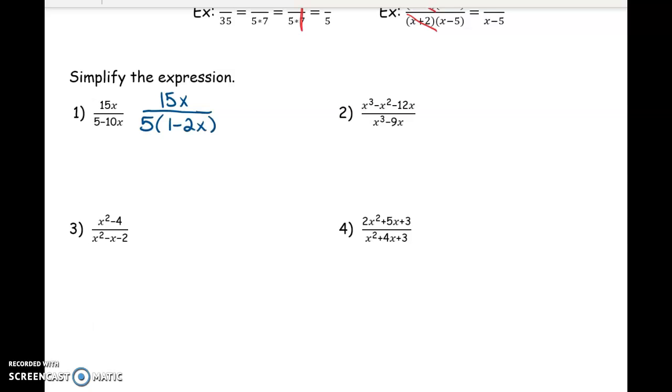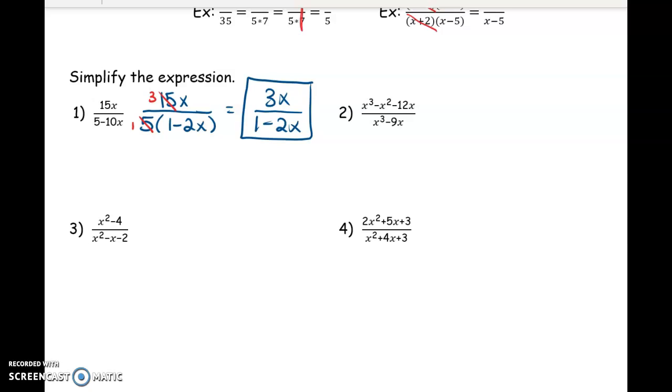Now I'm looking for something that the numerator and denominator have in common. In this case, it's going to be, right, a 5. 15 and 5 are both divisible by 5. So a 3 here, a 1 here. And so my simplified answer then is going to be 3x over, right? The 1 is out in front, so it's 1 minus 2x. And there's my simplified answer. Again, I factored any part that could be factored to look for a common factor.